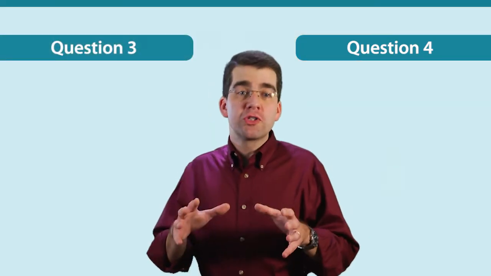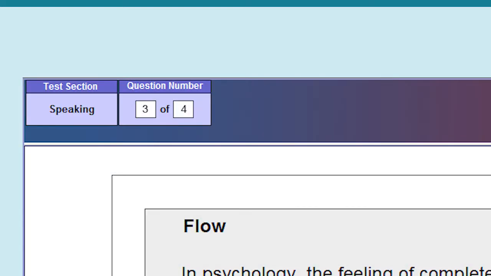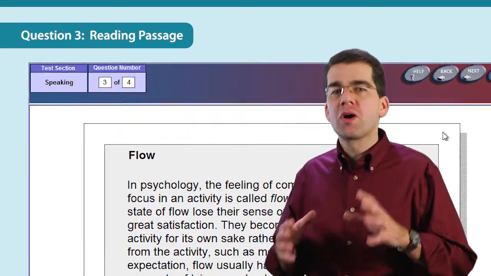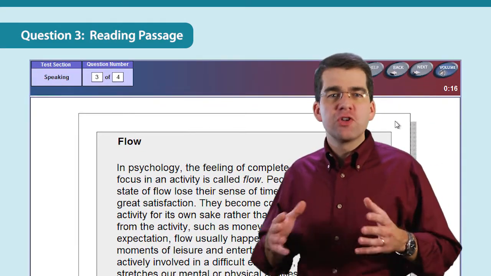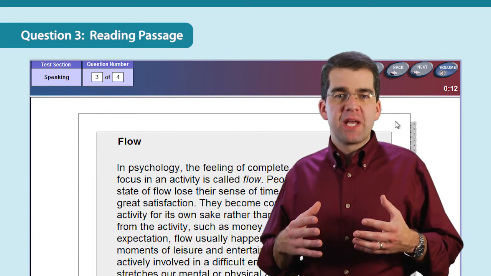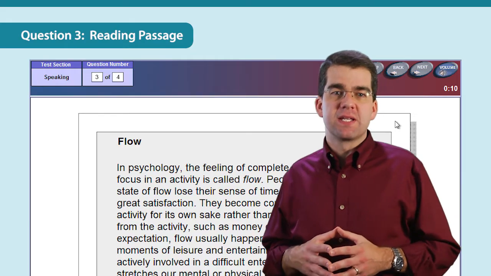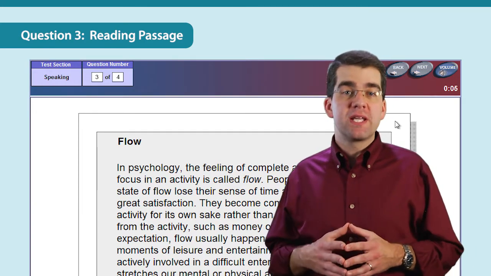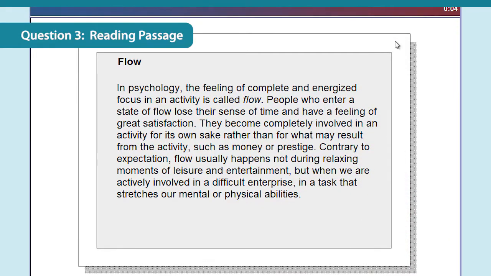Now let's look more closely at what these academic courses questions look like and what they will be asking you to do. For question 3, the reading passage will always be about an important academic term or concept that might be found in a first-year college textbook. For example, a science reading might explain what a keystone species is. A reading from psychology might describe what is meant by emotional intelligence. In this example, the passage is about flow.